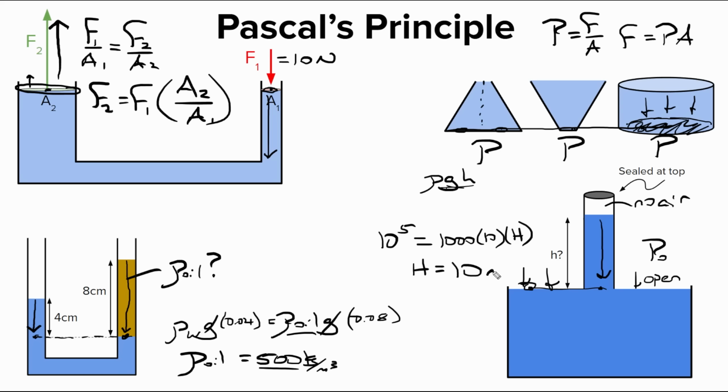This is why you don't want to make a barometer out of water. A water barometer would be 10 meters tall. You usually make it out of mercury. Mercury has a much bigger density, so a much smaller height. You don't need a barometer that's 10 meters tall. But in other words, this column of water is getting held up just by the pressure, right?